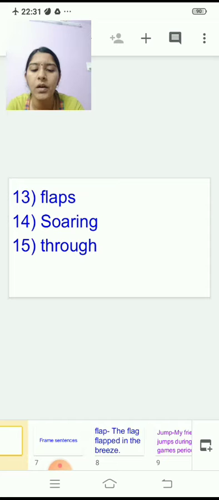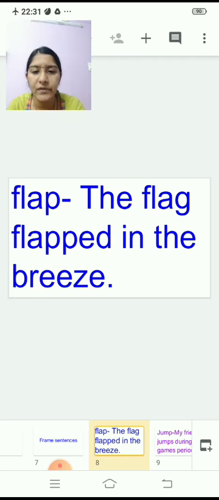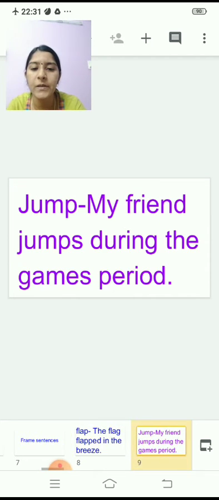Now, also we saw frame sentences. As I told, you can write your own sentences also. The first word is flap. The flag flapped in the breeze. Okay, this is the first sentence.